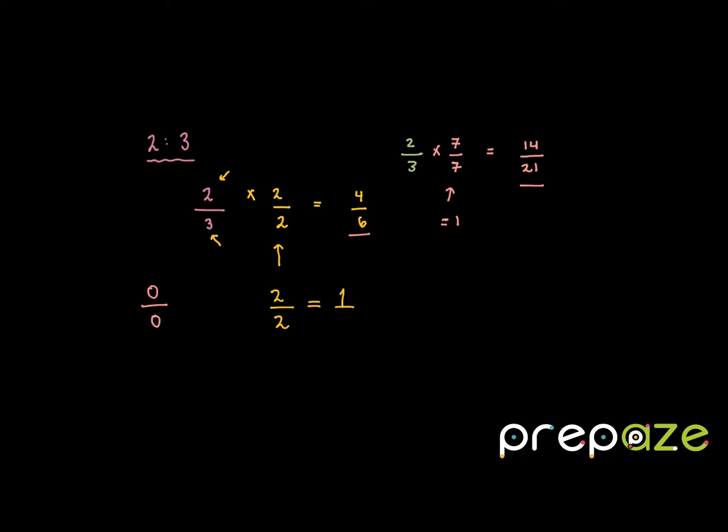It can even be a negative number. For example, let's take 2/3 times -2/-2. This is going to equal -4/-6, which these negatives would cancel out. So you would have 4/6, which is the exact same number that we have right over here. So this is how you write equivalent ratios.